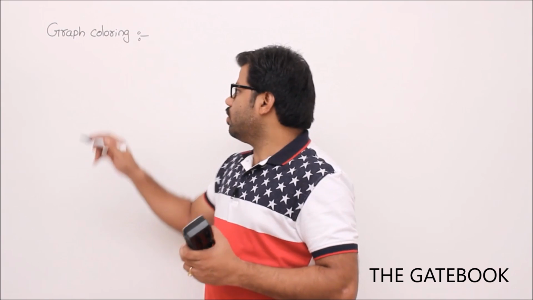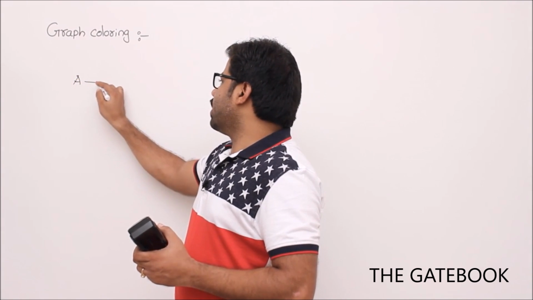Let's talk about one more property of graphs, that is coloring. Okay, so we'll see this coloring concept. What is coloring? It is assigning every vertex a color so that no two vertices which are adjacent get the same color. Okay, so I will explain this with an example.